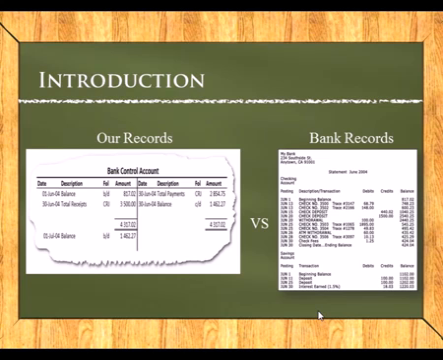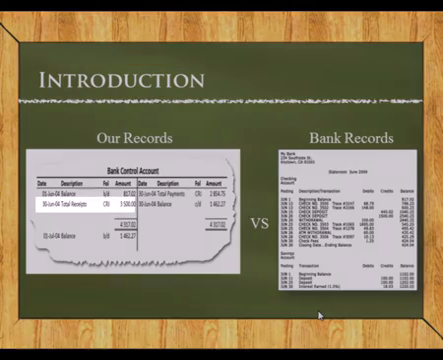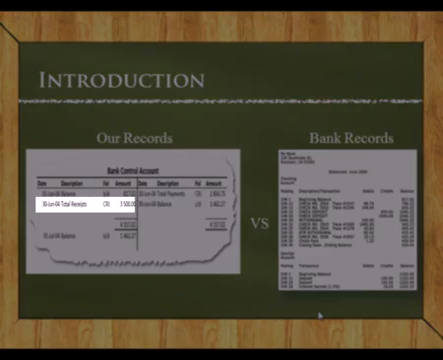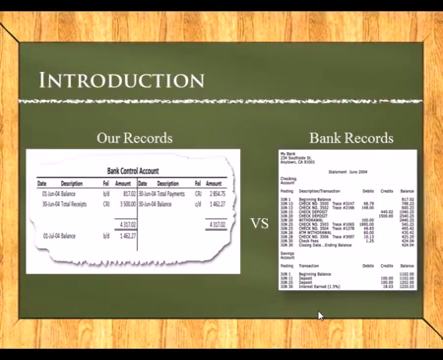The major difference between how the bank views our money and how we view our money is that in the bank, all our receipts which appear on the debit side would appear as credits on their side, because to the bank they think they owe us that money, but to us it's an asset.